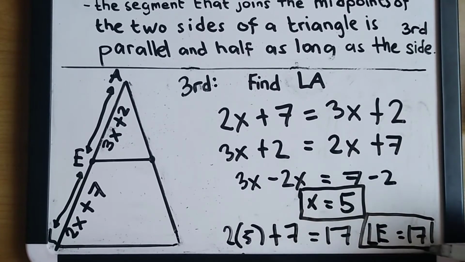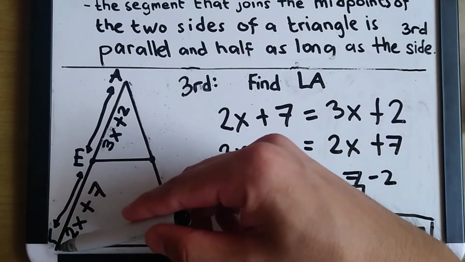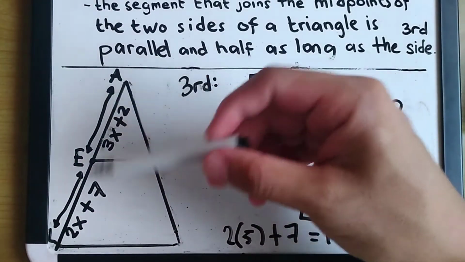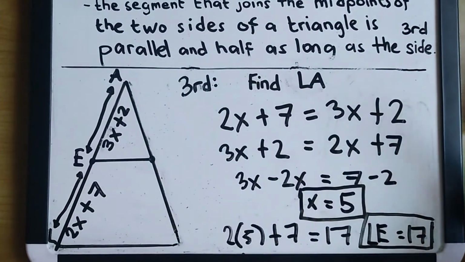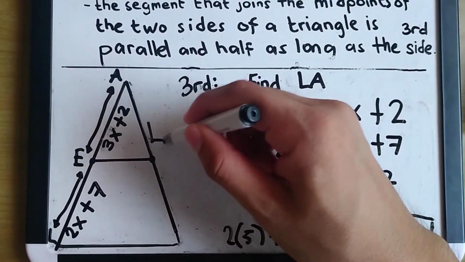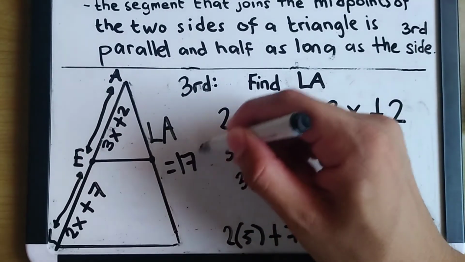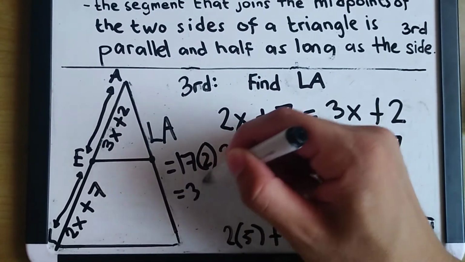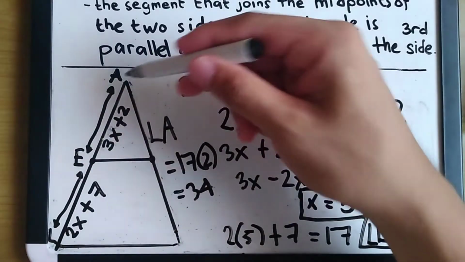We can just multiply 17 by 2 in order for us to get the whole measurement or the whole value of side LA. 17 times 2 is equal to 34. So our side LA is equal to 34.